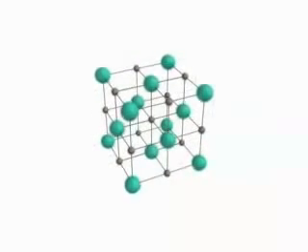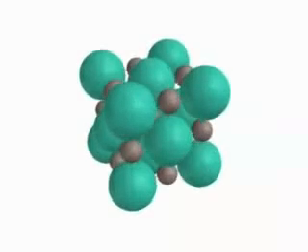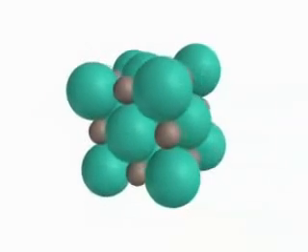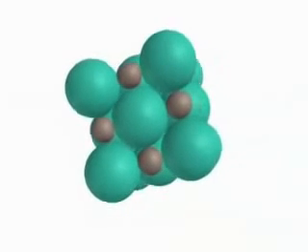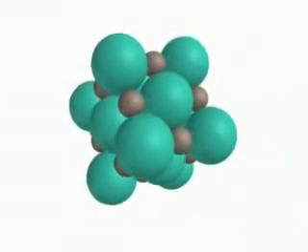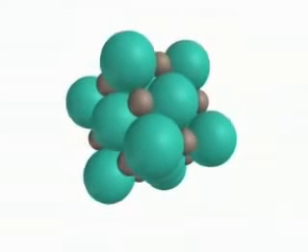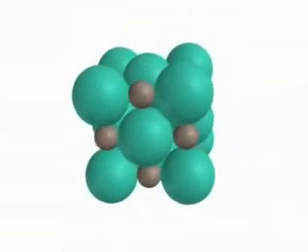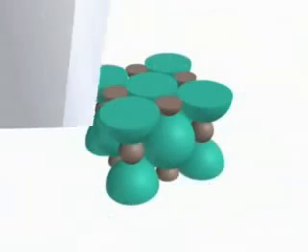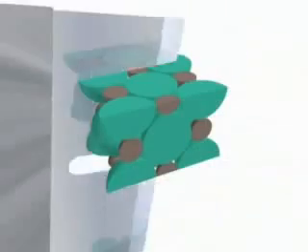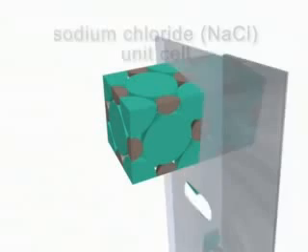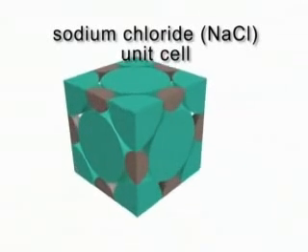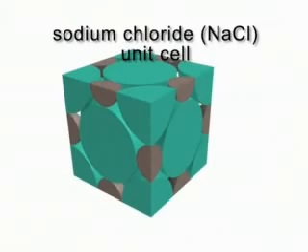Sodium chloride adopts the sodium chloride or rock salt structure, as do many other alkali halides, alkaline earth oxides and sulfides, and other ionic compounds. Picture separate face-centered cubic arrays of chloride ions and sodium ions as they approach and interpenetrate each other. The smaller sodium ions fit in the holes between the larger chloride ions in the NaCl unit cell.